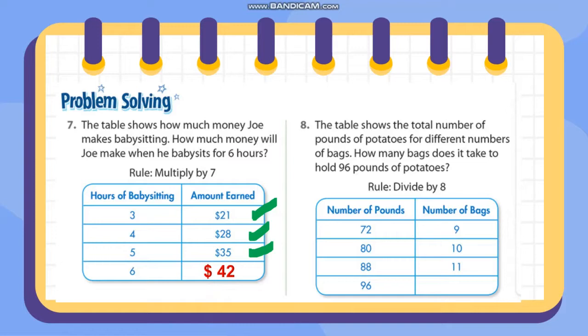The same thing here. The table shows the total number of pounds of potatoes for different numbers of bags. How many bags does it take to hold 96 pounds of potatoes? So divide by 8. That is the rule that we're going to follow. So 72 divided by 8 is equivalent to 9. 80 divided by 8 is 10. 88 divided by 8 is equivalent to 11. And 96 divided by 8, so the missing number is equivalent to 12.